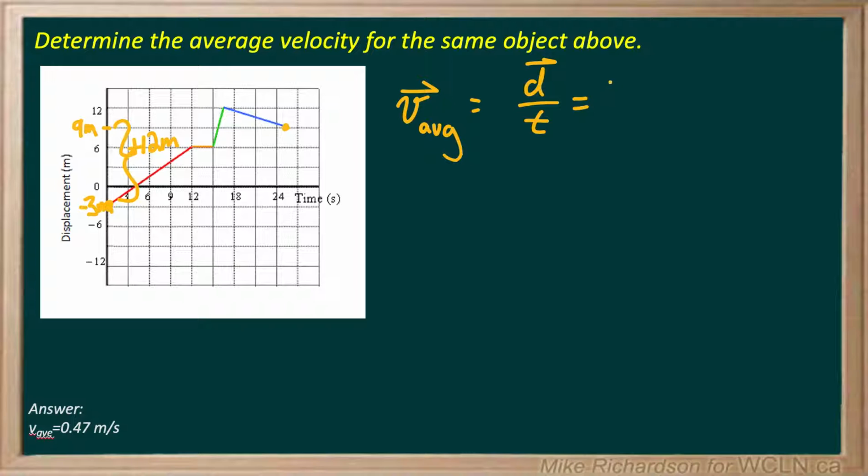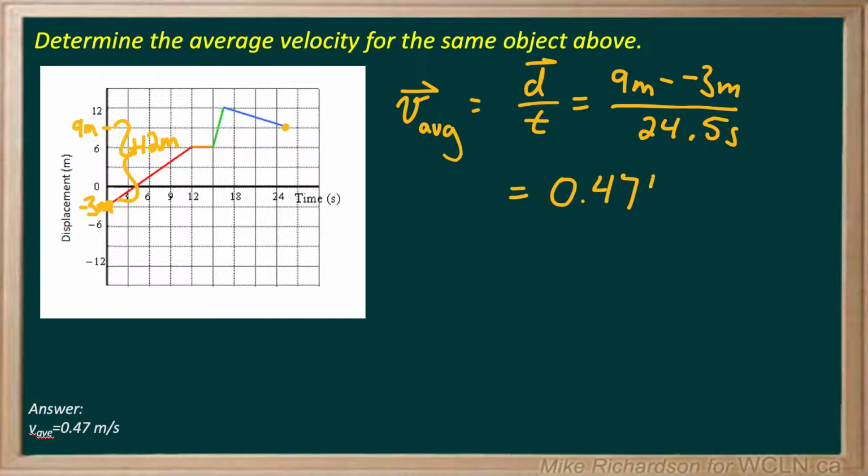That represents a displacement from -3 to 9 of 12 meters in the positive direction. So really, all I'm doing is final position minus initial position to get my overall displacement. And that took 24.5 seconds. And when I calculate the whole thing and round it off to the correct number of significant figures, I get 0.47 meters per second. And since my displacement is positive, my average velocity is positive.